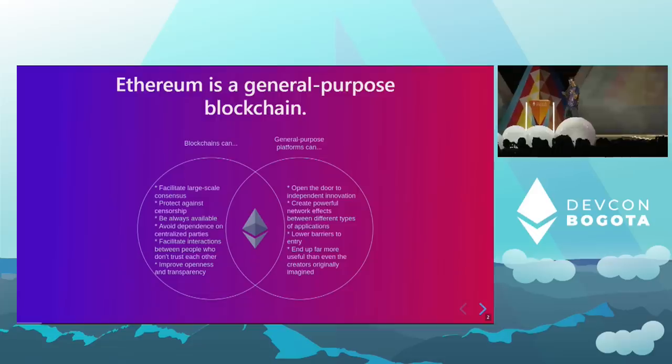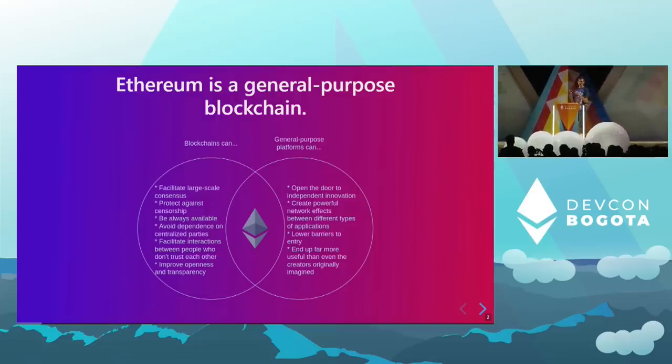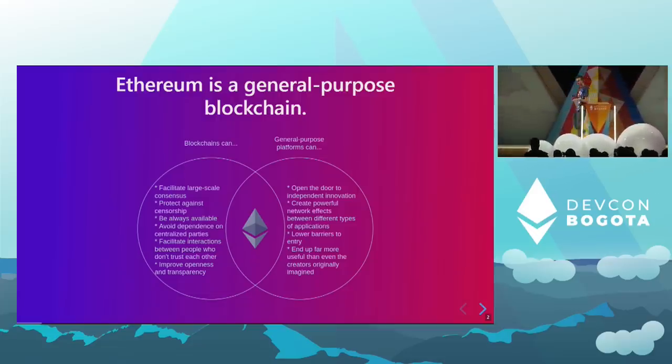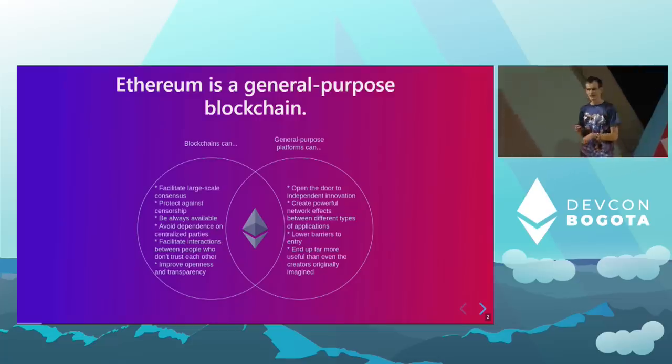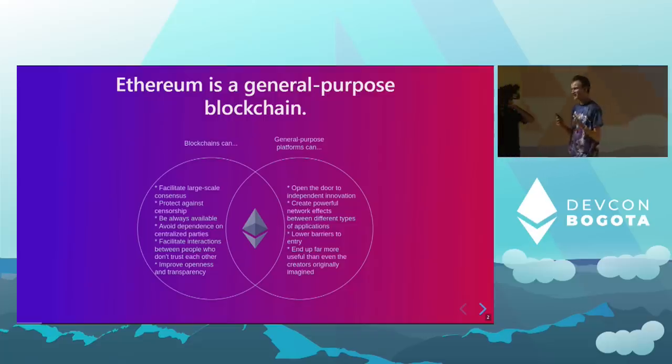So what is Ethereum, right? Ethereum is a general purpose blockchain. People have seen general purpose system platforms before, and people have seen blockchains before. And I think at this point, we can all intuitively understand what the value of both of those categories is, right? Blockchains can facilitate large-scale consensus. They can protect against censorship. They can enable censorship-resistant applications.